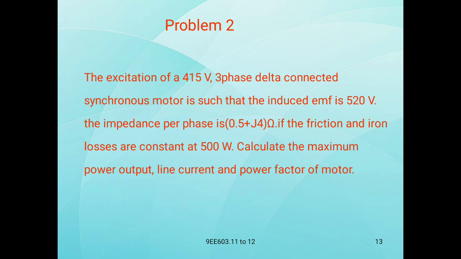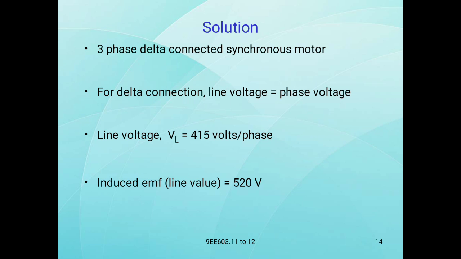So what is given: line voltage, 3-phase delta connected, and the impedance per phase is 0.5 plus j4. Friction and iron losses are 500 watts. Find the maximum power output, line current and power factor of the motor. Here is the solution: 3-phase delta connected synchronous motor. For delta connection, the line voltage is equal to phase voltage. Line voltage VL is equal to 415 volts.